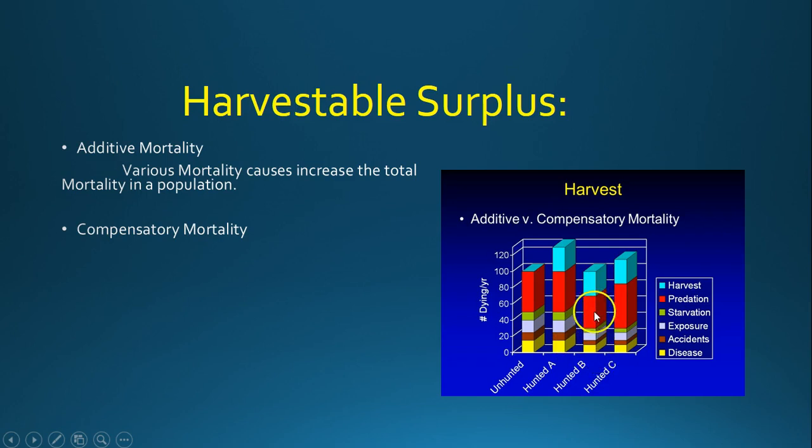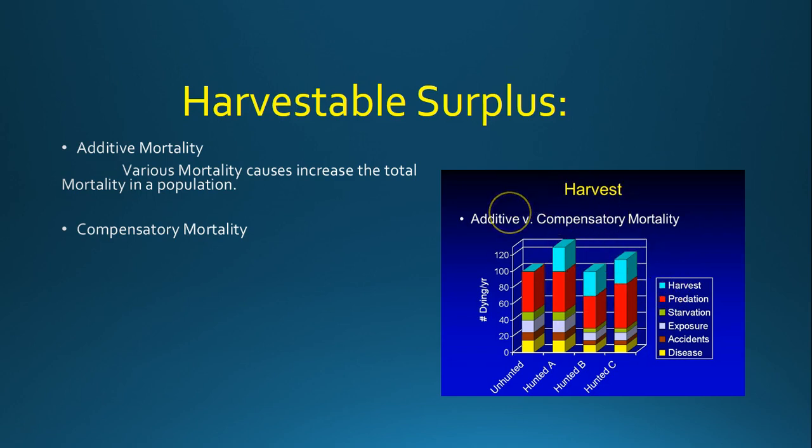I had less animals die to predation. I had fewer animals die from exposure, fewer animals die from disease, but my harvest took out some animals, so my total mortality didn't change from what it was here when I didn't hunt. So in this case, hunting or harvesting is compensatory, or it's compensating for some of these other causes of mortality.